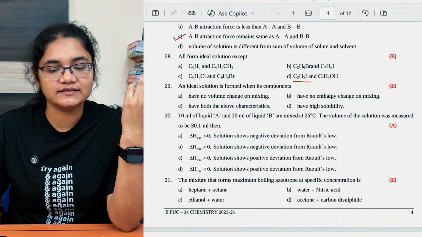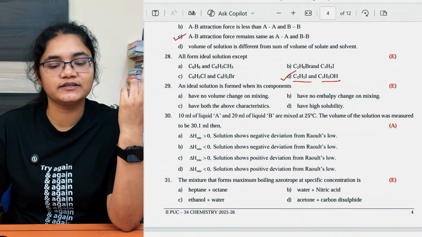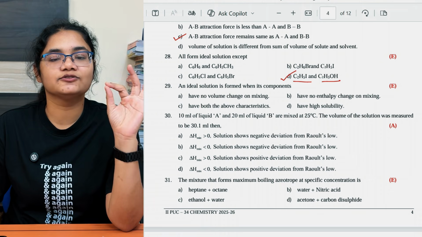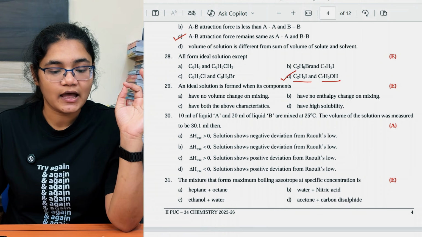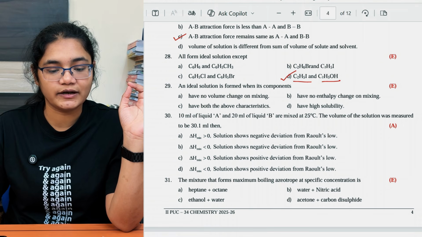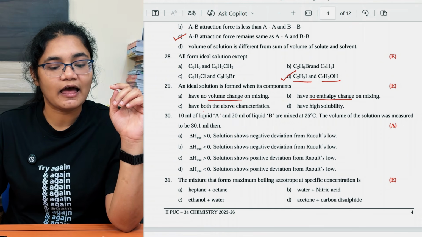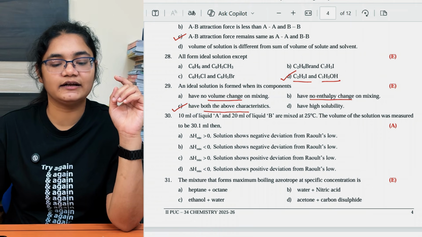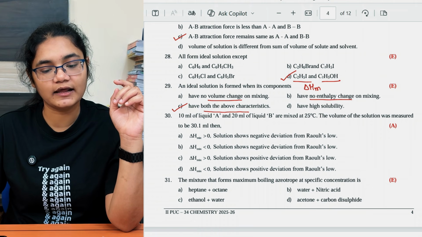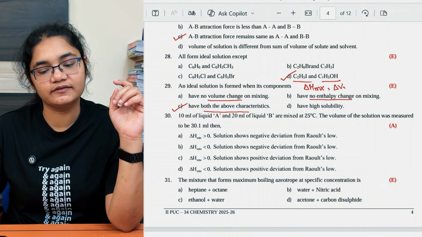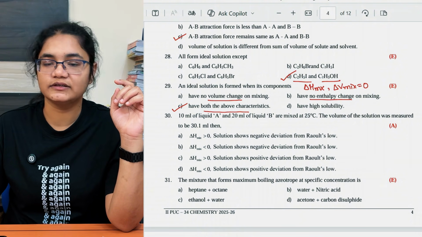So you can see here C2H5 and C2H5OH, the two different functional groups are there, so they do not form an ideal solution. An ideal solution is formed when its components have no volume change on mixing, have no enthalpy change on mixing, have both the above characteristics. Yes, delta H mix and delta V mix, both should be equal to 0.